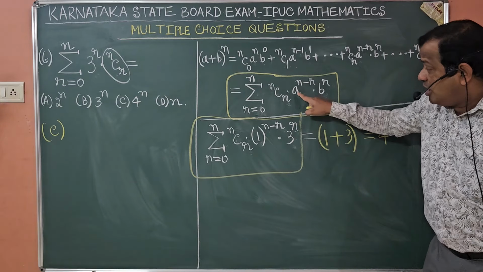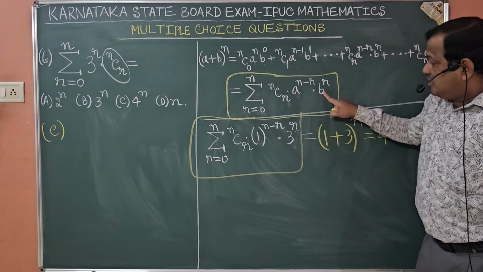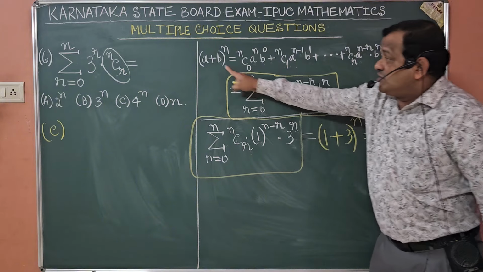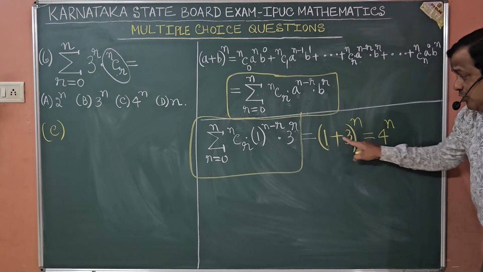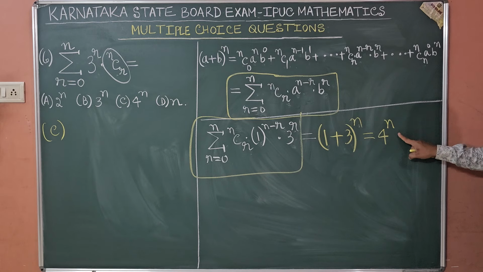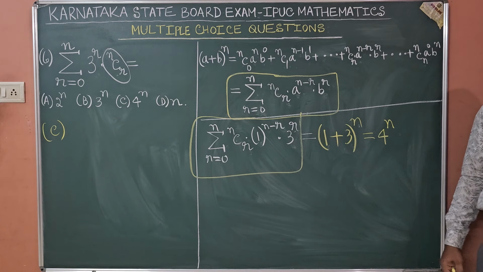Again, I will tell you, in place of a we have 1, in place of b we have 3. Therefore, substitute back here a equals 1, b equals 3. So 1 plus 3, 4, 4 power n. Option C is correct. Kindly go through.